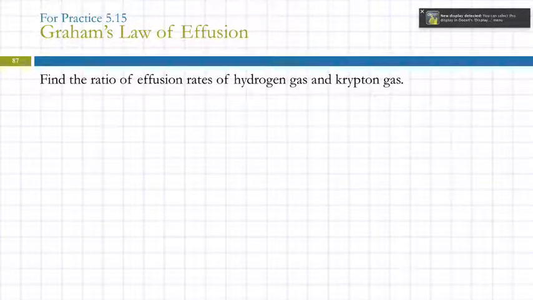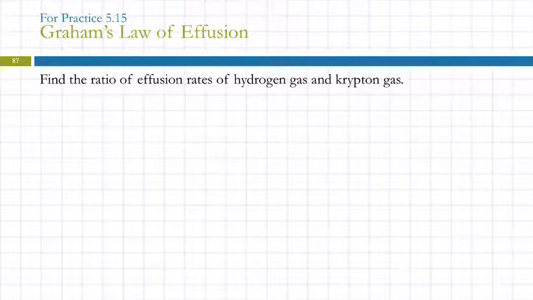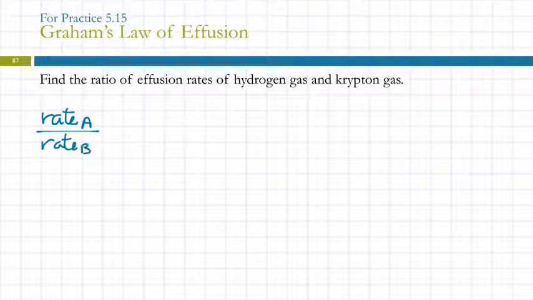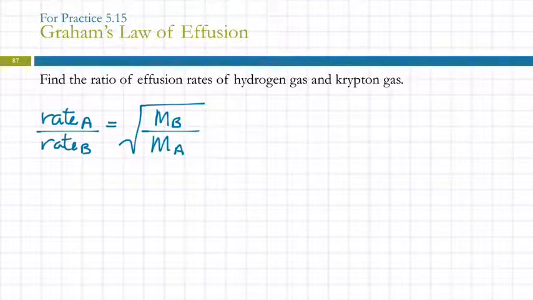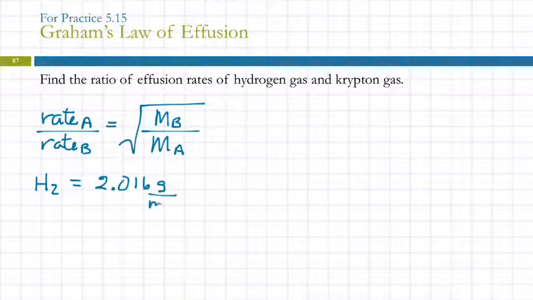This question tells us to find the ratio of effusion rates of hydrogen gas and krypton gas. So we're going to need Graham's law of effusion. And that was the rate of A over the rate of B is equal to the square root of the molar mass of B divided by the molar mass of A. So what's the molar mass of hydrogen? Well, one mole of atoms is 1.008, but we need to remember that hydrogen is a diatomic element. So that's going to be 2.016 grams per mole. And then krypton, 83.80.